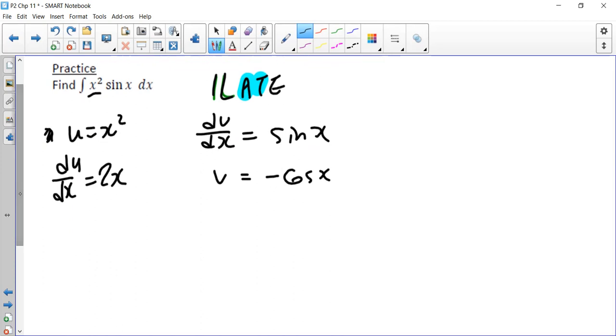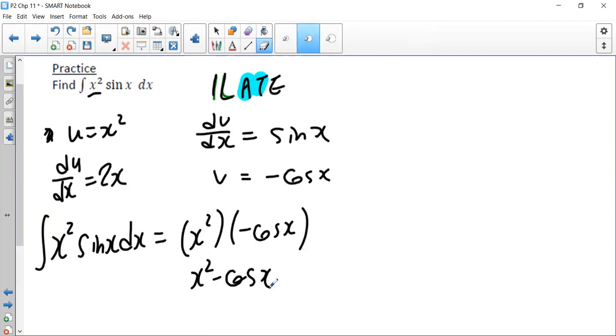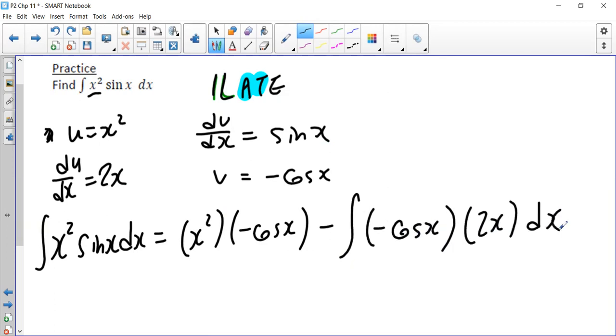Then we can use the formula. The formula tells me to write the question again: integral of x squared sin x dx equals u, bracket, v, negative cos x. Now what happens if I don't put a bracket? If I don't put a bracket, it becomes x squared minus cos x. Hence the importance of the brackets, okay? Minus integral of v, bracket, du by dx, dx.